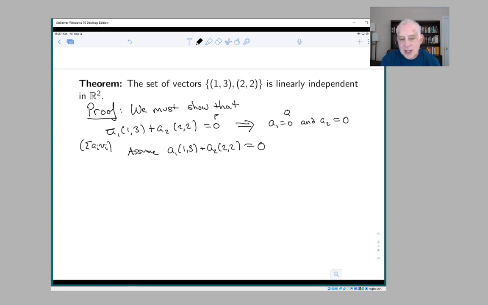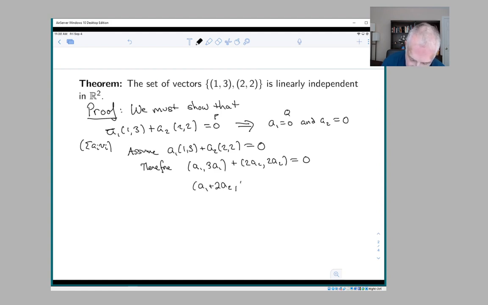The use of the word assume here is saying if it's not the case, then we are already done. We've already settled the truth of the implication. So let's take the hard case and assume that the left-hand side of the implication is true. And now we do some algebra, and we get that (3A1 plus 2A2, A1 plus 2A2) is 0. And a vector is 0 if and only if its two components are 0. So this gives us this set of equations, A1 plus 2A2 equals 0, and 3A1 plus 2A2 equals 0.